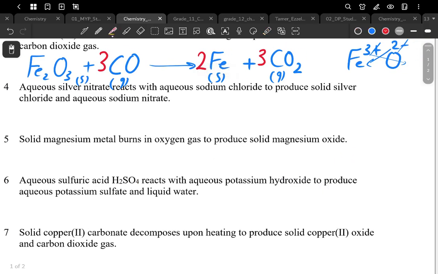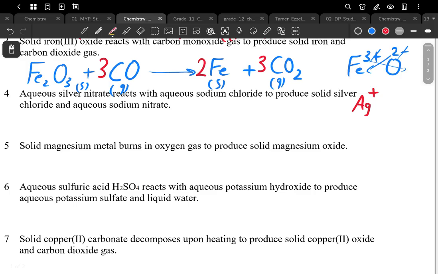Aqueous silver nitrate. Silver has the symbol Ag. You should be aware that silver always has a charge of +1. Okay, silver belongs to the transition metals, but it doesn't have multiple charges. It doesn't have different oxidation states. Silver always has an oxidation number of +1 in any chemical reaction. Okay, memorize this. Nitrate, one of the polyatomic ions, is NO3, and that has a charge of 1 negative. Okay, so since the charges are the same, we cancel them out.